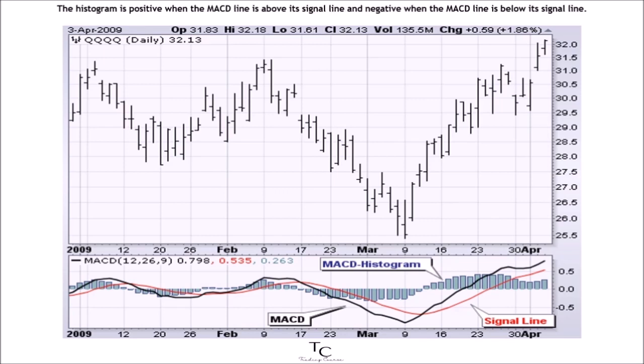The histogram is positive when the MACD line is above its signal line and negative when the MACD line is below its signal line. The values of 12, 26 and 9 are the typical settings used with the MACD, though other values can be substituted depending on your trading style and goals.